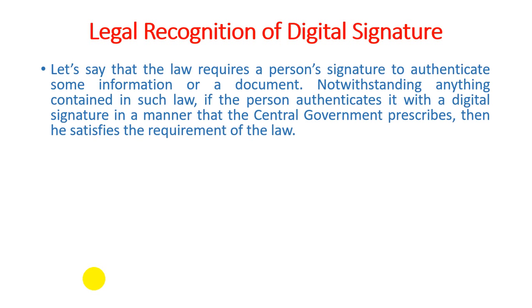Let's say the law requires a person's signature to authenticate some information or a document. If we have some hard copy data and we find some signatures, they identify whether a person is authorized or not. Notwithstanding anything contained in such a law, if the person is authenticated with a digital signature in a manner that the central government prescribed, then he satisfies the requirements of the law.